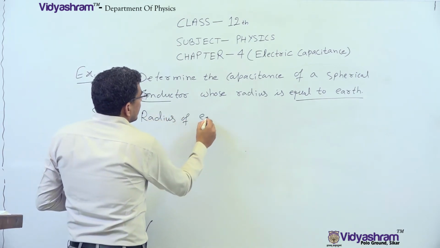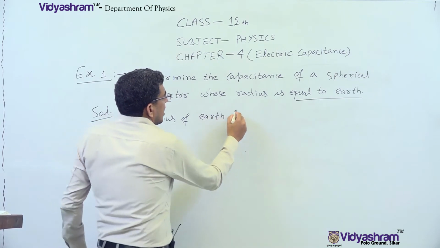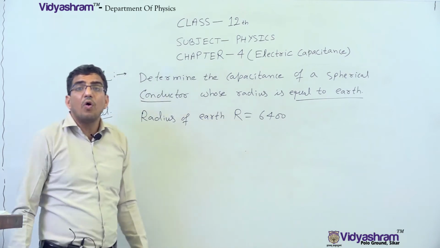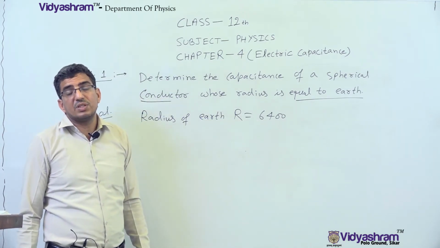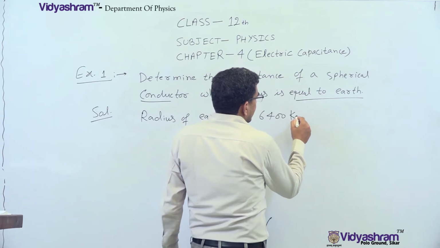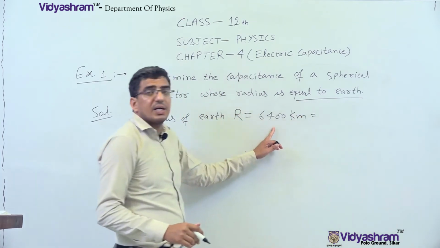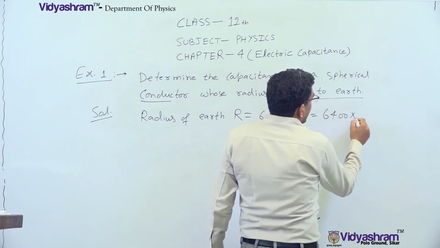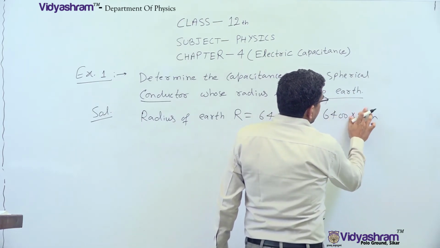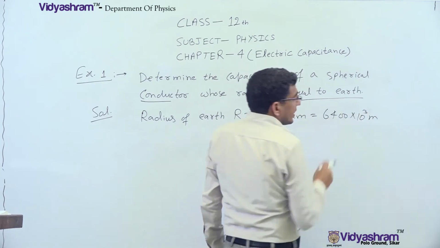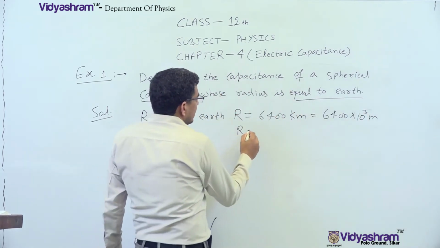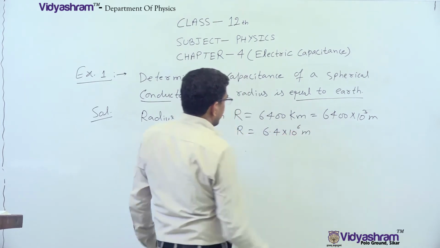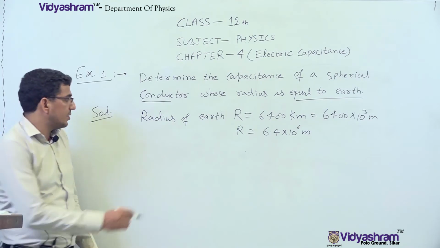Radius of earth, r is equal to 6,400 kilometer. If we convert it into meter, then 6,400 into 10 power 3 meter, and r is equal to 6.4 into 10 power 6 meter. It is the radius of earth.